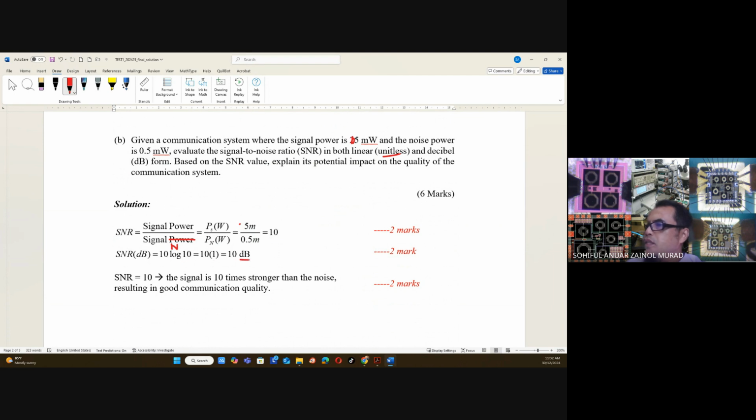So don't forget the unit. From this equation, we know that the signal to noise ratio is 10, meaning that the signal is 10 times stronger than the noise, right? That means the signal is very strong. That results in good communication quality, or in another way, it can improve the communication system. Then you get 6 marks.